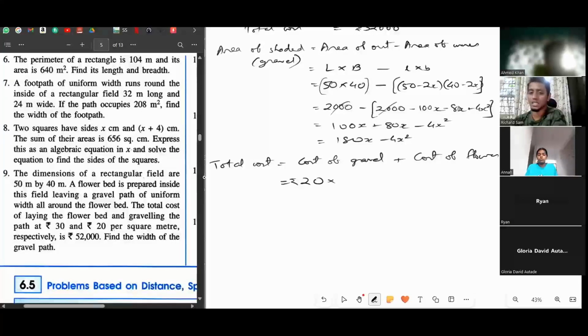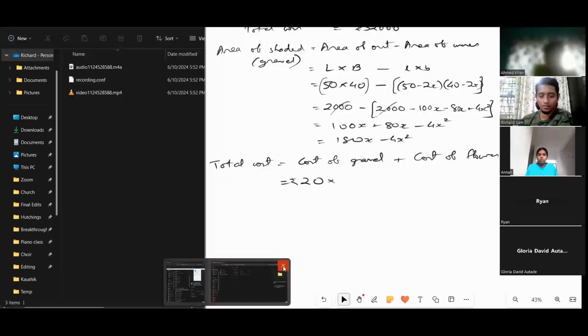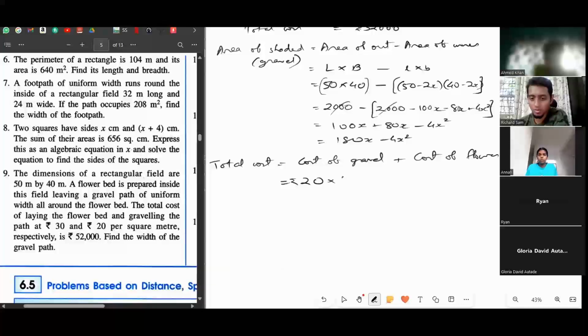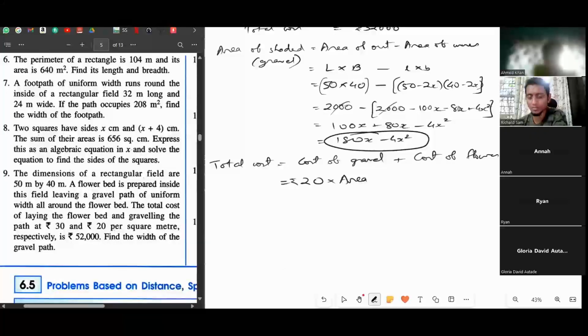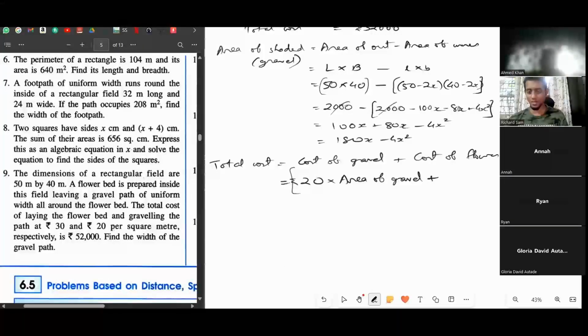2000. What is 2000? The area of that gravel path is 2000. I want to know the area of the gravel. Is it? Yes, 2000. This is the area of the gravel. Okay, we'll substitute it later on.